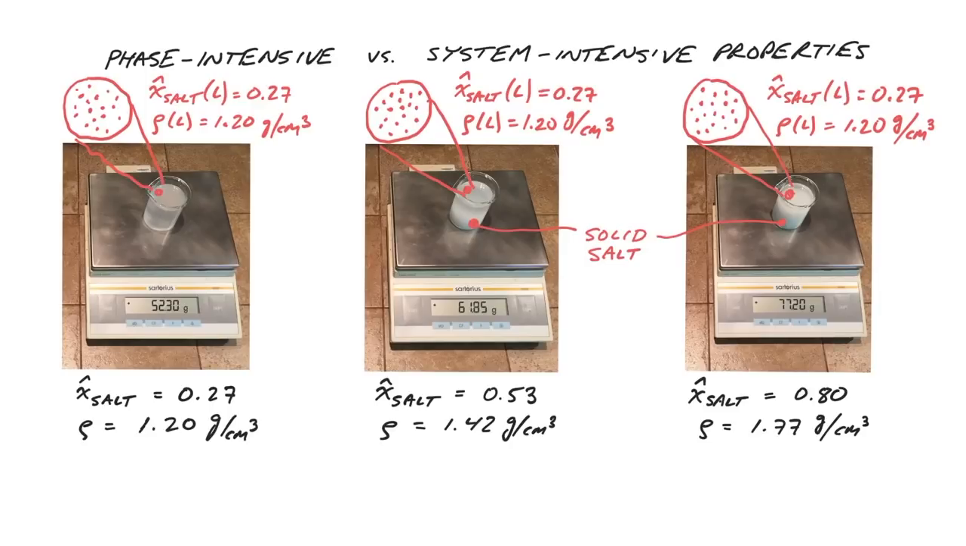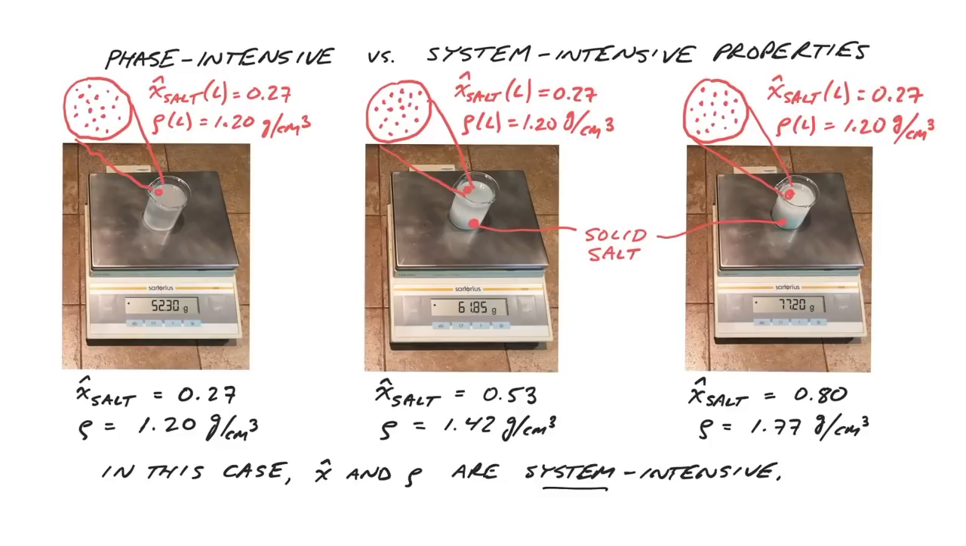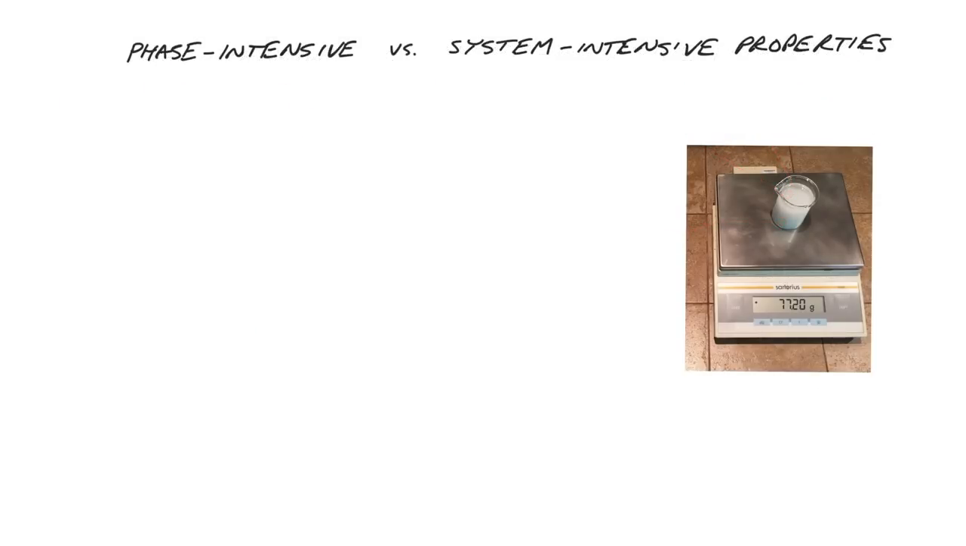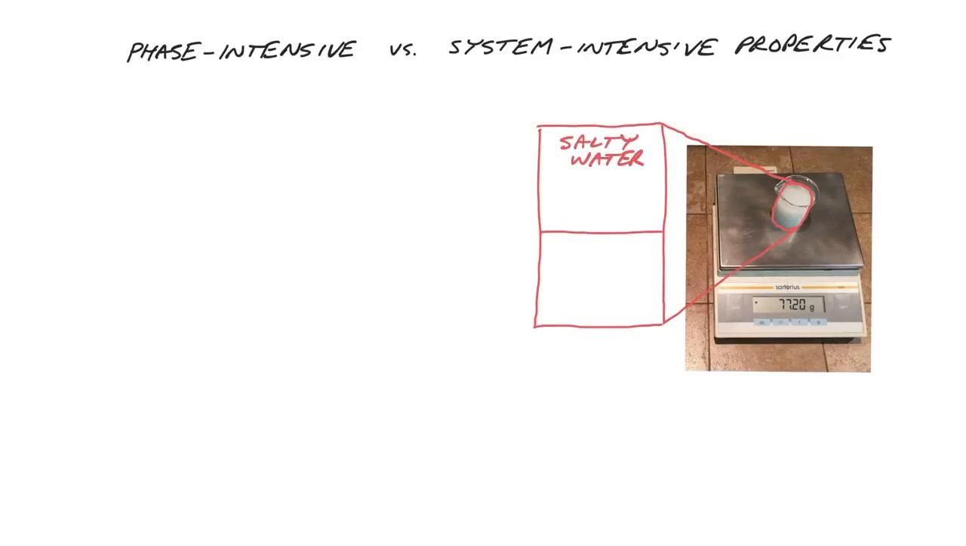Intensive properties of a system that depend like this on both the properties and relative amounts of various phases in the system I like to call system-intensive properties. If we know the densities of saturated salty water and solid salt, as well as the relative amounts of these phases in our system, we can calculate the average density of the two-phase mixture.